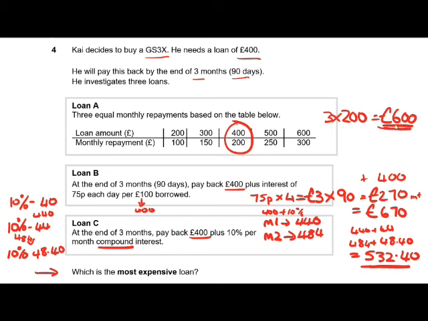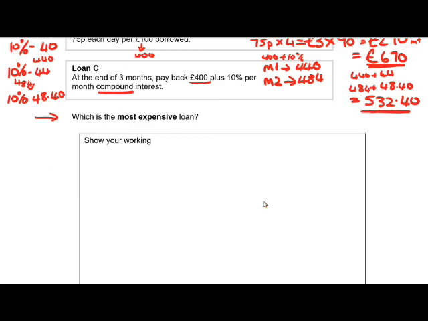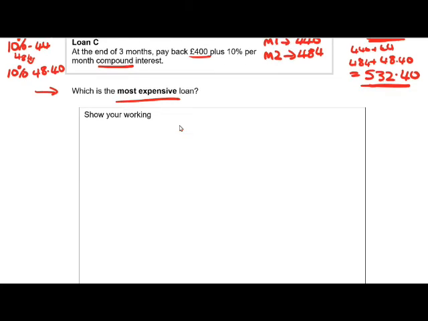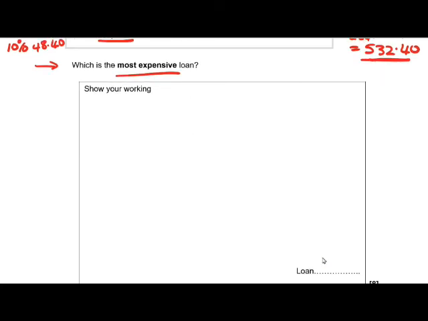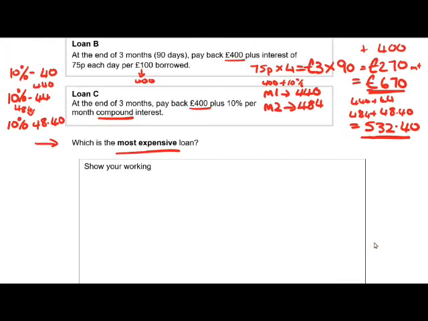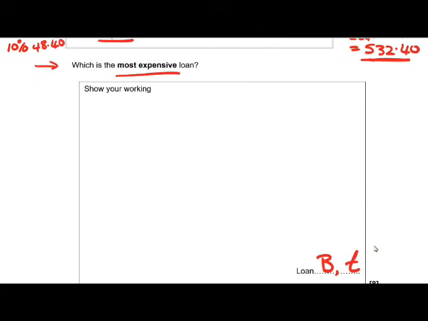Loan A is £600, loan B is £670, and loan C is £532.40. So it's asking us for the most expensive loan. So we've done all the working out above. So loan B is the most expensive loan, and the cost of that loan, if we remember, is £670.